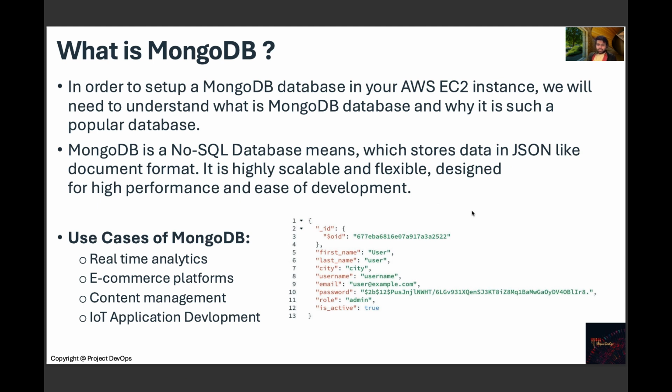So here you can see an example of MongoDB. This is how a MongoDB database looks. It is in a JSON and document format, like it has key-value pairs. The key is first name, the value of that key is user, last name is user, city is user. So this is how MongoDB stores the data in a document format.